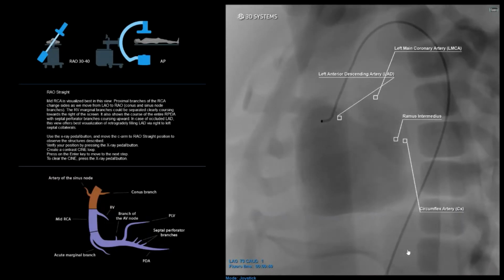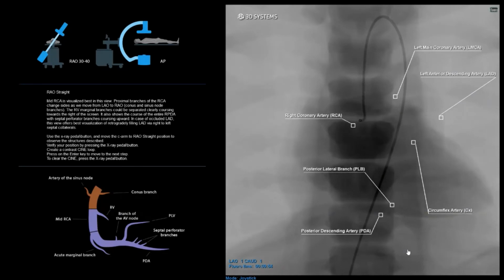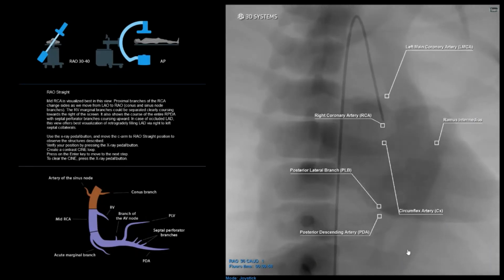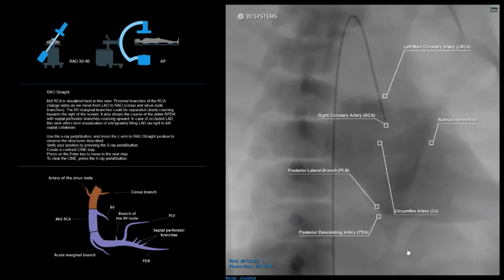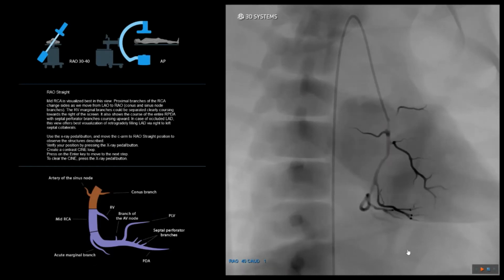Now, what if we need to see more of the mid RCA? You go to a plain RAO. So go to about 35 to 40 of the RAO. And as we are coming to the plain RAO, you can see that the spine has moved to the left of your screen now. And the previously looking C-like RCA is now coming straight at you.